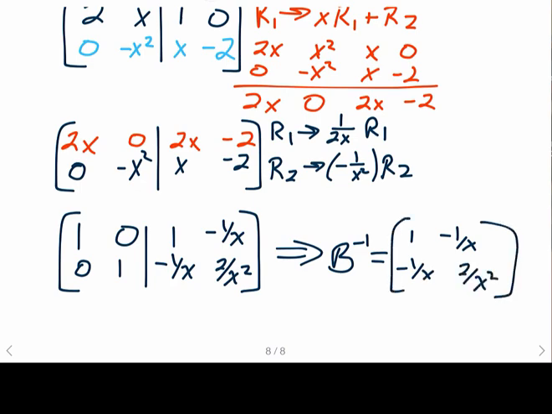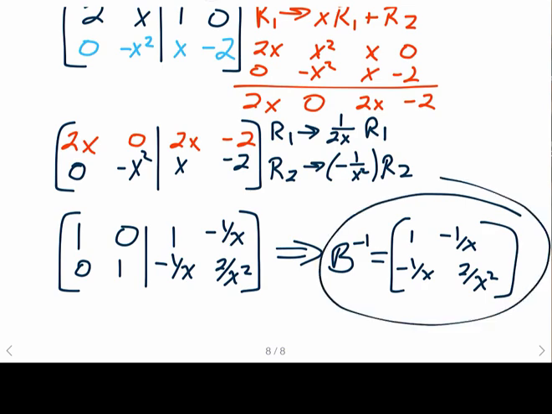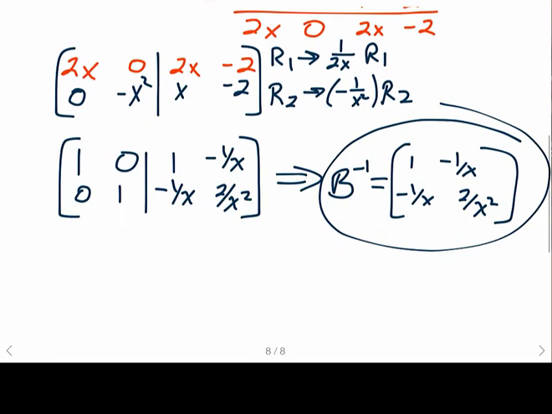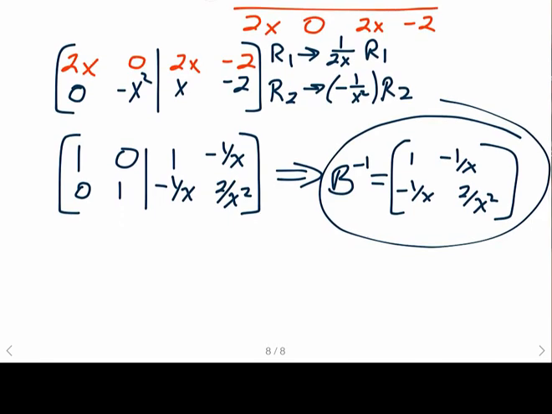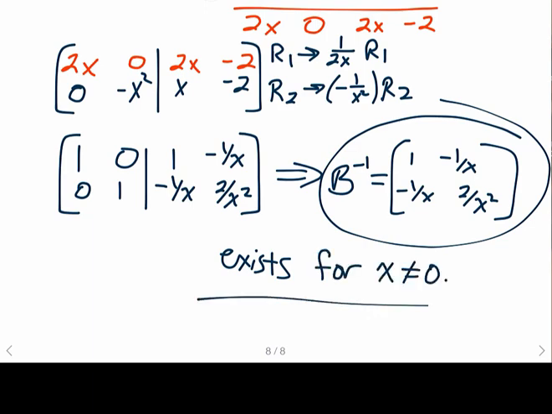So that's what we were supposed to do, find the inverse of B. We were also asked to say where these don't exist. This exists as long as x is not 0. So I'm going to say it exists for x not equaling 0. The reason is we can't divide by 0, right? I recommend that you verify that this is the inverse by multiplying B by B inverse.